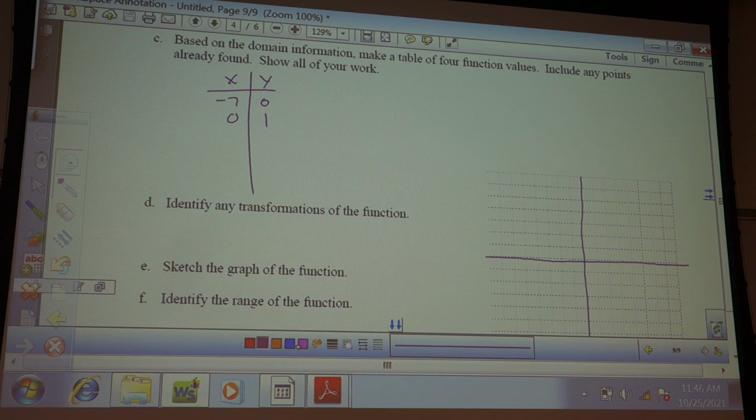All right. So (-7, 0). Where's (-7, 0)? 1, 2, 3. First you go to the elevator, then you go up or down. So for my origin, I'll go to the elevator, -7, and then I go up or down 0 floors. I'm right here on the ground floor. Next one, (0, 1). There's that one.